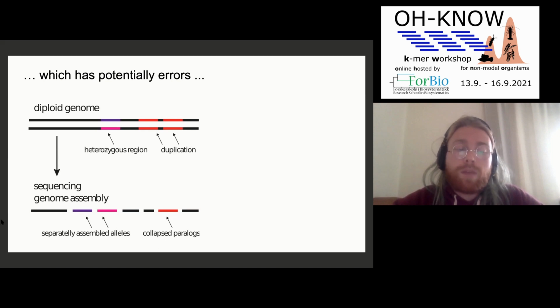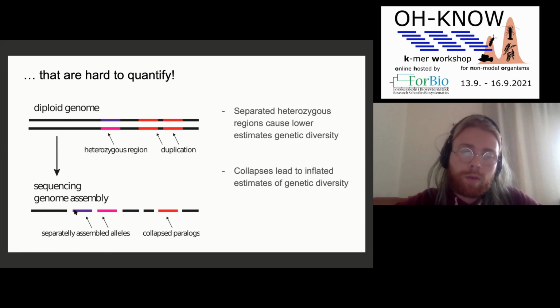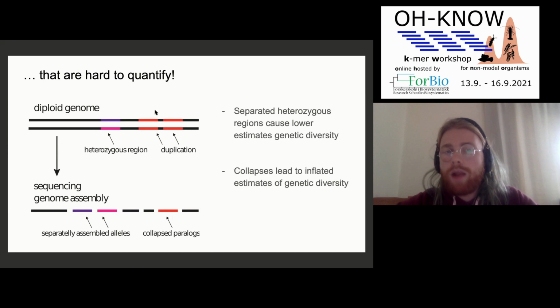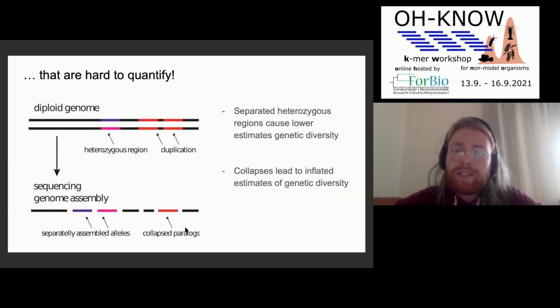So for example, if we mapped reads back to this kind of reference, we would see that the separated heterozygous regions will artificially lower the estimates of genetic diversity, because the purple and pink are divergent enough to attract reads from their own haplotype, like they're representing the two haplotypes, and therefore they will appear in the assembly as two completely homozygous regions. While the collapsed paralog, although being overall quite similar, might harbor a few slight differences, and that will then artificially increase the genetic diversity. And the biggest problem of it all is that we have very little power to detect these problems. They are really hard to quantify, because we just don't know. We don't have a good measure of how many assembly errors are happening.